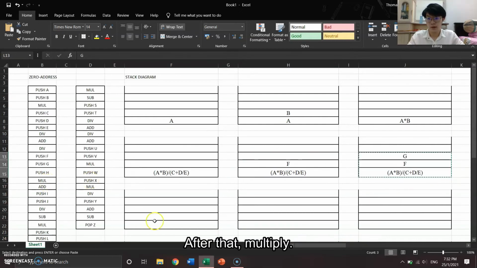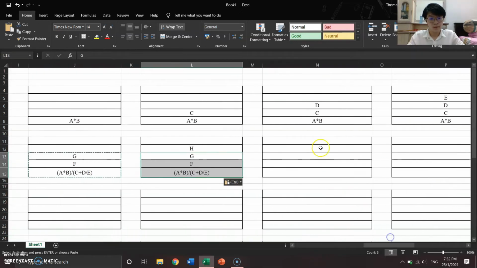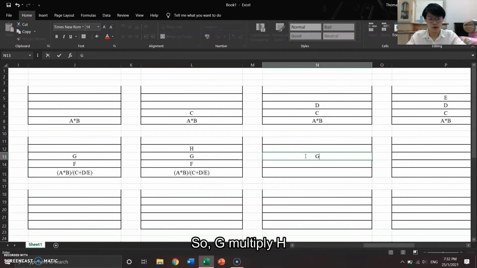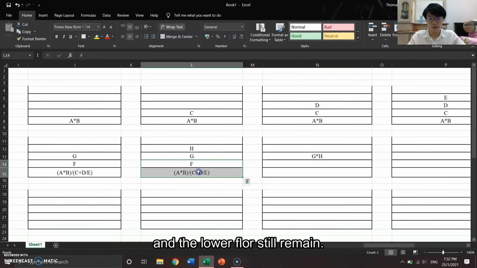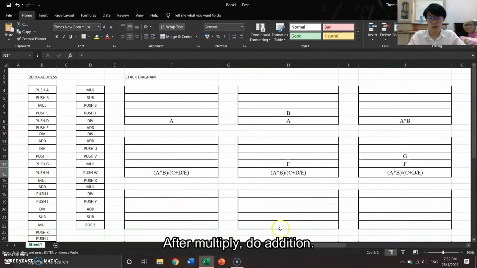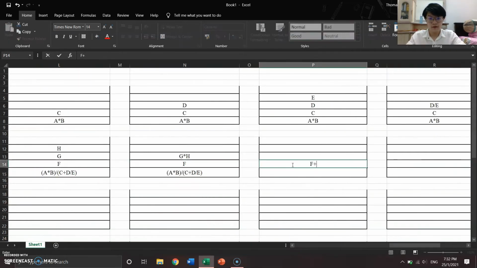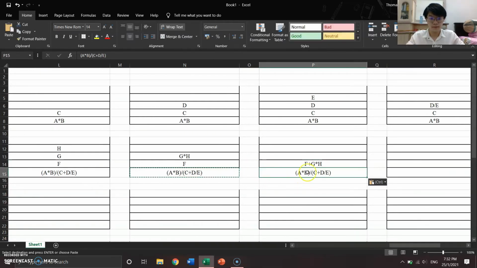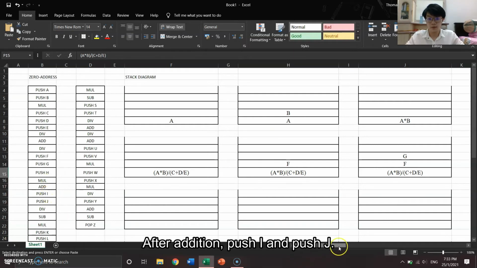After that, multiply. So G multiply H, and the lower floor still remains. After multiply, do addition. So F plus G multiply H, and this still remains. After addition, push I and push J.